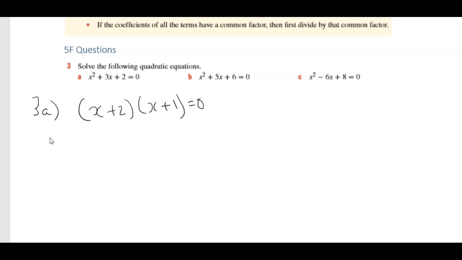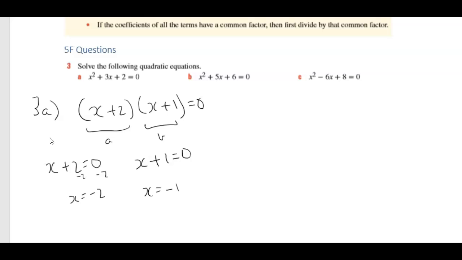Now remember our null factor law, so this is kind of like your A, and this is your B. That means either A is equal to 0, so x plus 2 is equal to 0, or x plus 1 is equal to 0. And see how I've separated them? That's how you would do your working out. So we're solving now for x. I'm going to take away 2 from both sides, so x is equal to negative 2. And here we're going to have x is equal to negative 1, because I took 1 from both sides. And that's it.